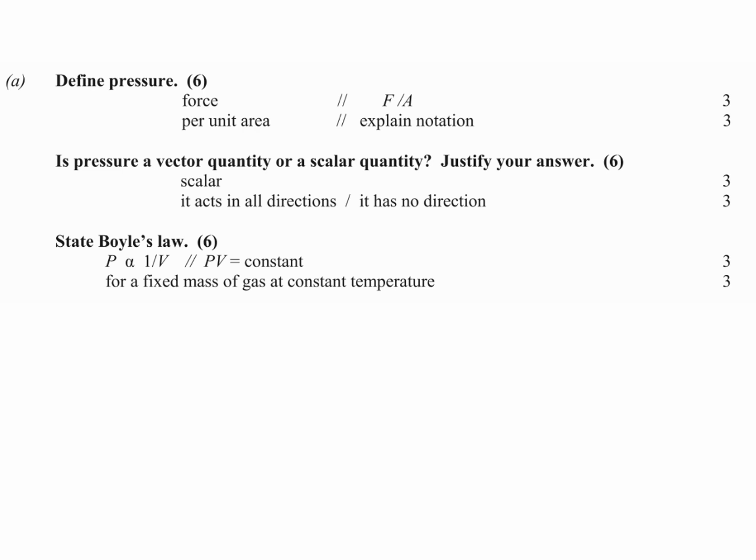Again, theory there, state Boyle's law. So pressure is inversely proportional to volume, and you have to state for a fixed mass of gas at a constant temperature. So people very often have the first 3 marks there and they forget to add in the second half of the definition, for a fixed mass of gas at a constant temperature. And if you're writing it in terms of a formula and you write P proportional to 1 over V, again you have to explain your notation there. P standing for pressure and V standing for volume.